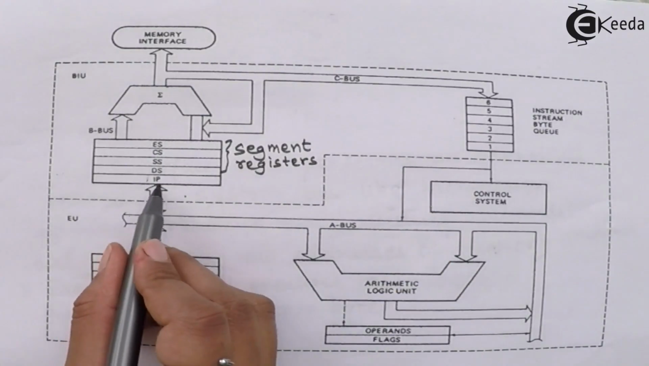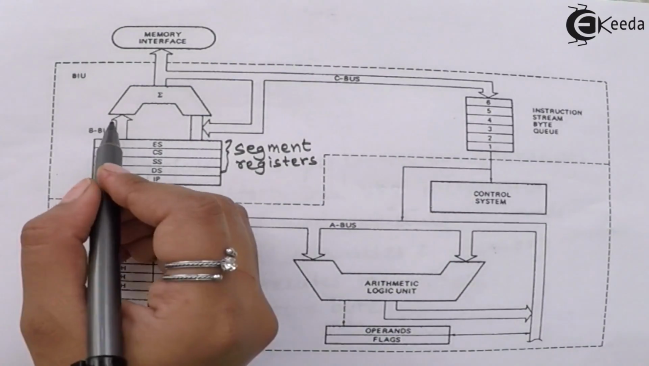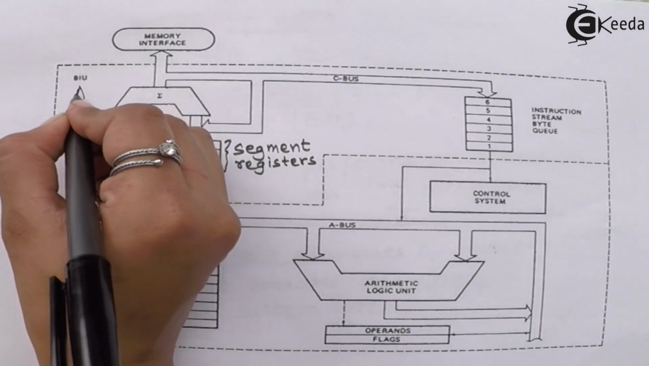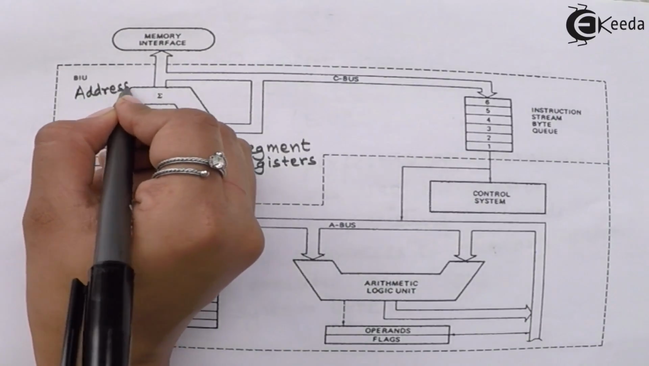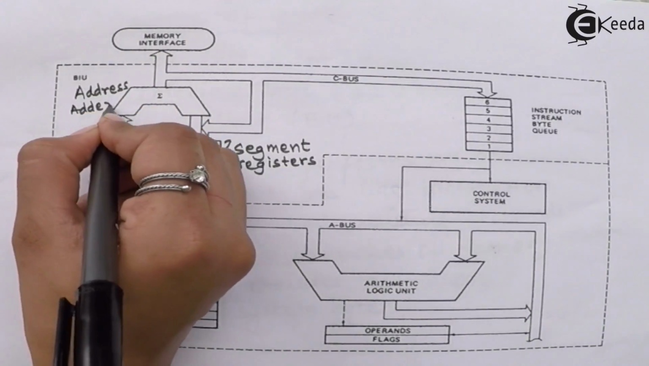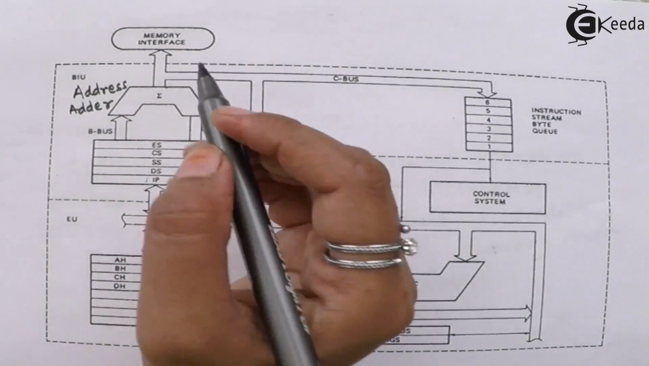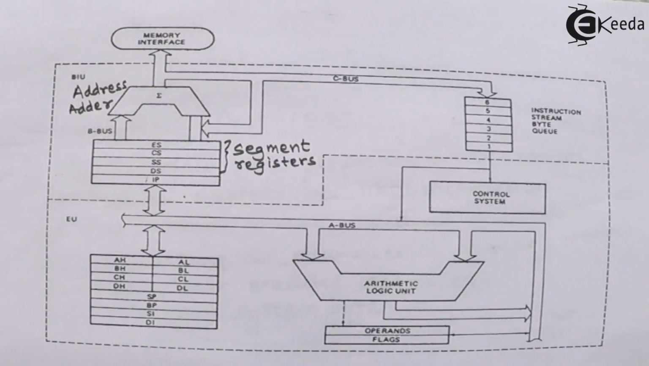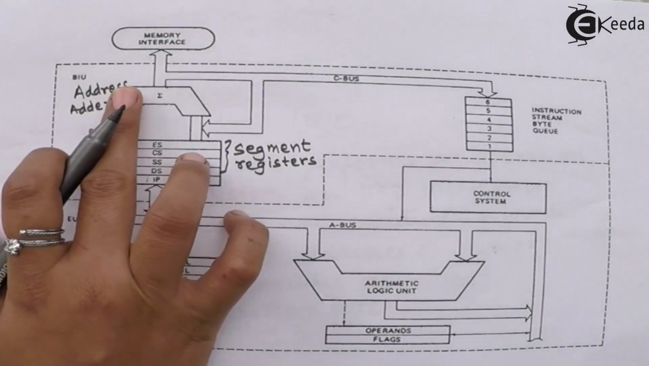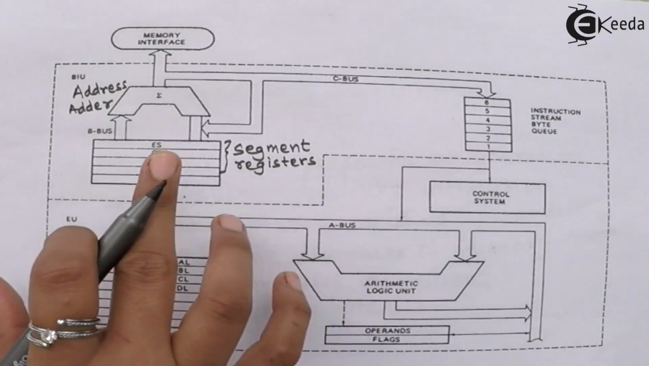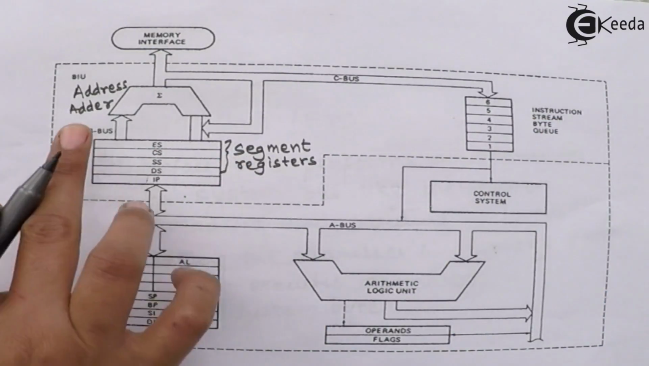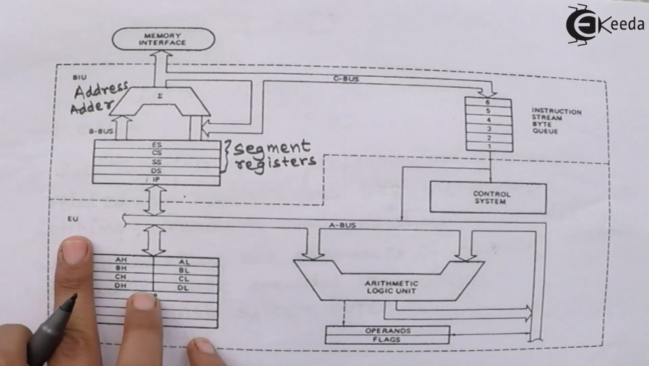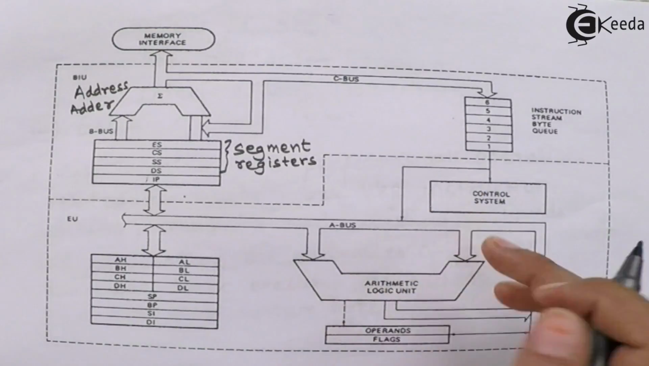Then we have the instruction pointer IP. Then we have the address adder, and here we have the memory interface. This unit is going to be connected to the address and the data bus. So in the bus interface unit, we have the instruction queue, the segment registers, instruction pointer, and the address adder. Whereas in the execution unit, we have the control circuitry here, the control system.